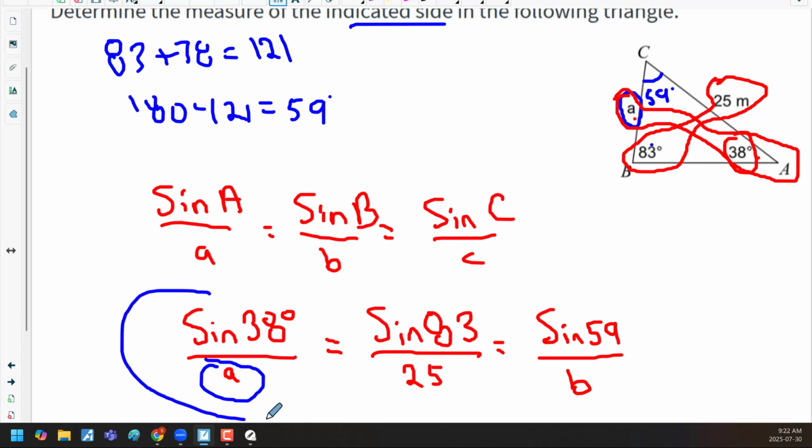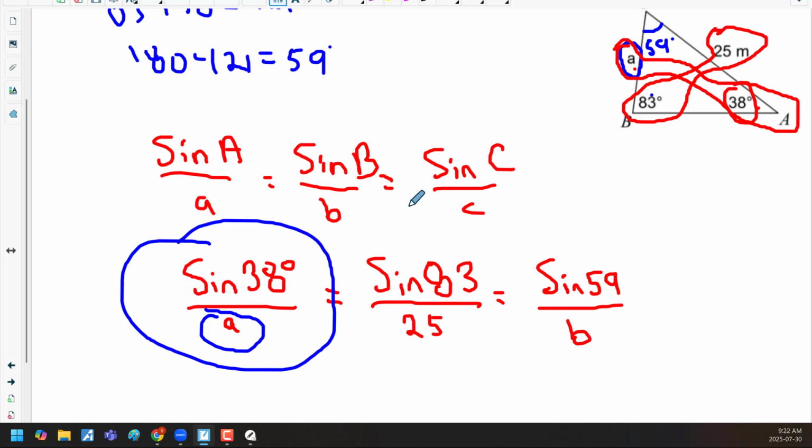That means we have to use this fraction, because that's the fraction with our unknown. Now you have to decide which other fraction we can use. Because when it comes to sine law, we only use 2 fractions at a time. We don't use all 3 at once. So what's the next fraction that we're going to use? The next fraction should have all the numbers given. Otherwise, if you have 2 unknowns, you can't solve it.